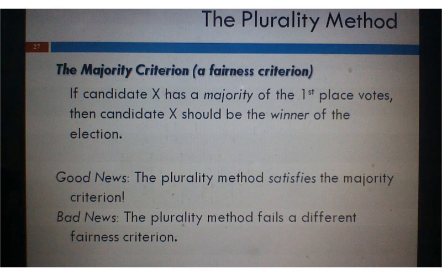Here's one of the fairness criteria in this chapter. It's called the majority criterion. If candidate X has a majority of the first place votes, then candidate X should be the winner of the election. Seems pretty straightforward. And the good news is the plurality method does satisfy this majority criterion. It's usually going to work. The bad news is there are other criteria coming up later that the plurality method doesn't really go along well with. And we'll talk about those in just a little bit.